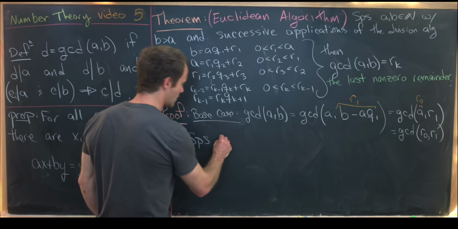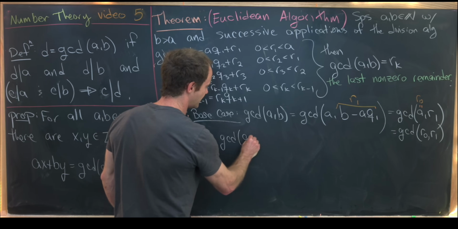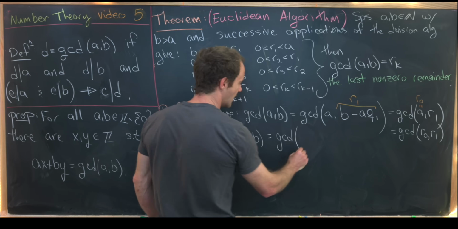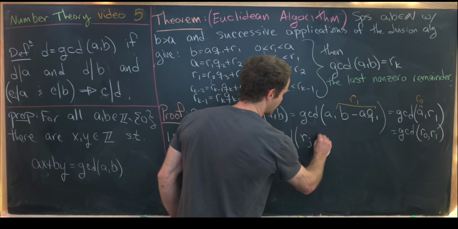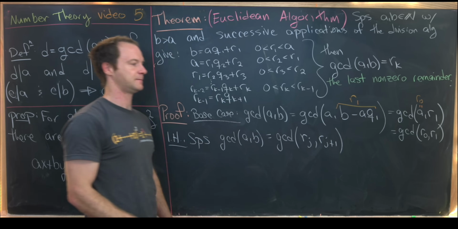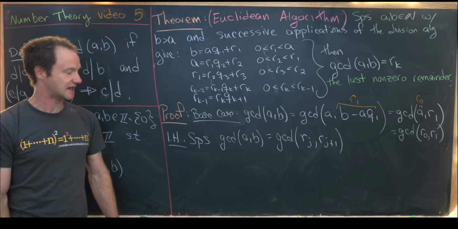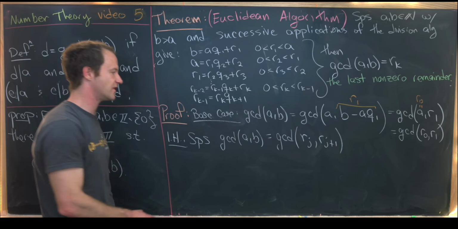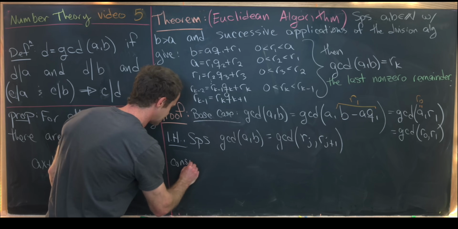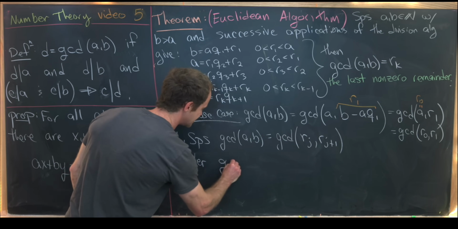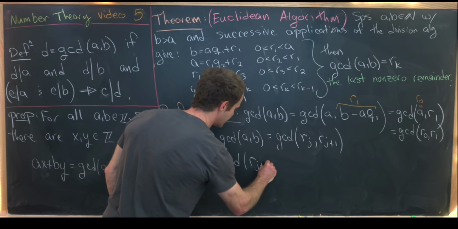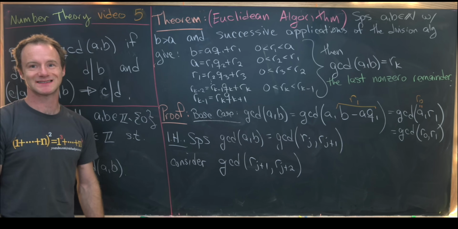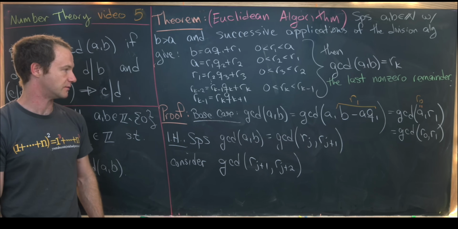So we will suppose that the GCD of A and B is equal to the GCD of Rj with Rj plus 1. In other words, the GCD of successive remainders. And after making this induction hypothesis, we want to consider the next case. So let's consider the GCD of Rj plus 1 with Rj plus 2. So we hope that that's the same thing as the GCD of A with B.